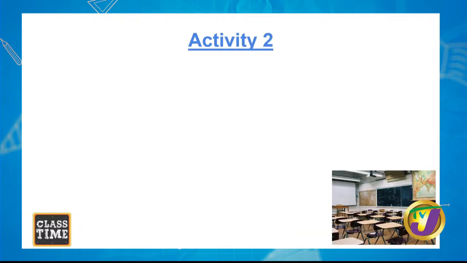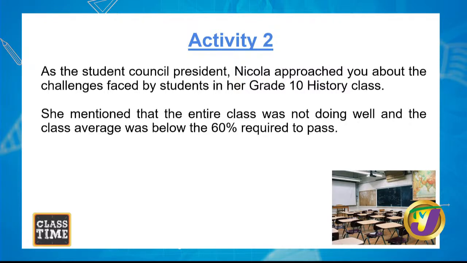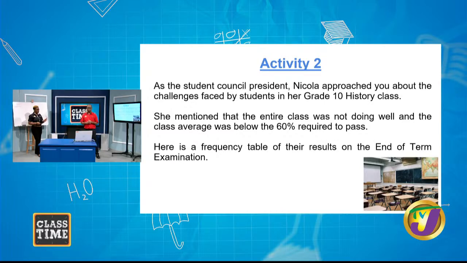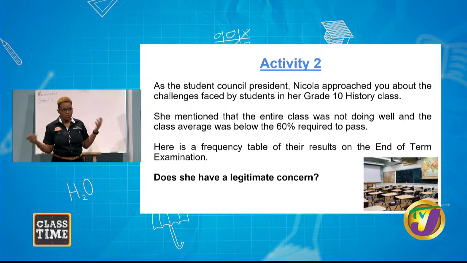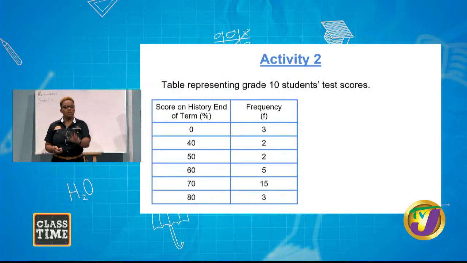All right, Tyrone. So as the student council representative or president, Nicola approached you about the challenges faced by the students in her grade 10 history class. She mentioned that the entire class was not doing well, and the class average was below the 60% mark. So I'm going to show you a frequency table of the results, and we need to discuss if Nicola has a legitimate concern. Is it that all the students or the majority of the students are not doing so well and they need some intervention in that grade 10 class? So here is the frequency table.